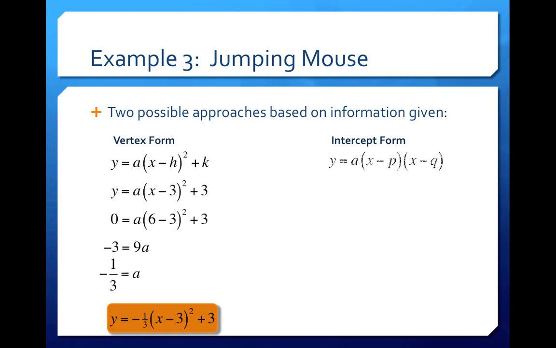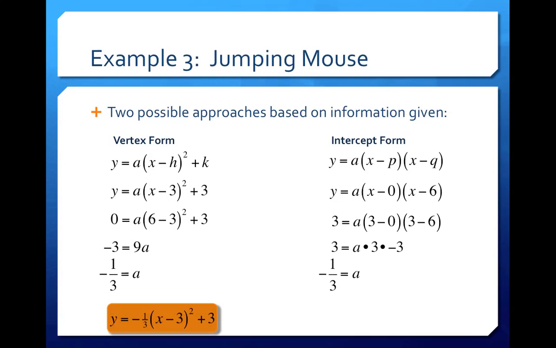Now we could have also done this using the intercept form, because we know that the mouse starts at (0, 0) and ends at (6, 0). So we can use 0 and 6 as our x-intercepts, p and q. Now again, in order to figure out a, we would need some other point to substitute for x and y. And again, we're going to go back to the idea that 3 feet high would have to happen halfway in between, and so we have this point of (3, 3). So we put that in for x and y, and then we solve.